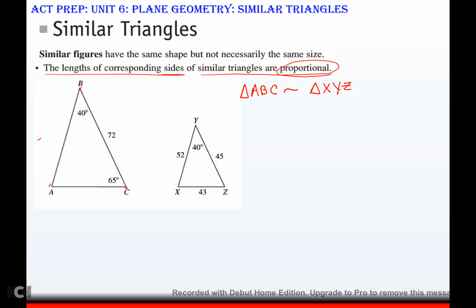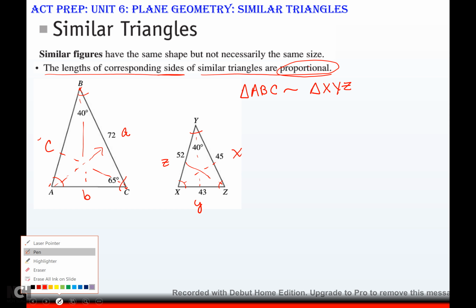So I like my lowercase letters. The rule is when you label your vertices with capital letters, the side opposite, in other words, if this is angle A, then the side opposite is little a, side a. So if this is angle B, then this would be side b, and if this is angle C, then this would be side c. Same thing over here. Angle X makes this side x, angle Y makes this side y, and angle Z makes this side z. And what proportional means is that the sides in corresponding positions are not equal to each other, but they're proportional, which means their ratios are equal.